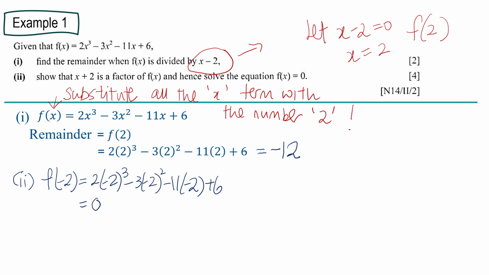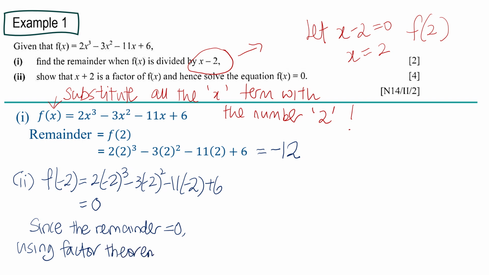And we get 0. Right, so from here we need to do a conclusion. You can't just let it equal 0 without doing any explanation. So we need to explain that since the remainder is equal to 0, using the factor theorem, x plus 2 is a factor of f of x. All right, so this is the first part.